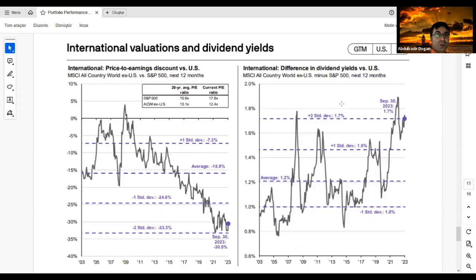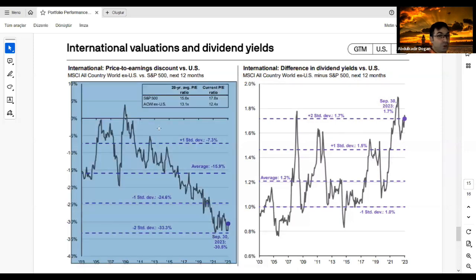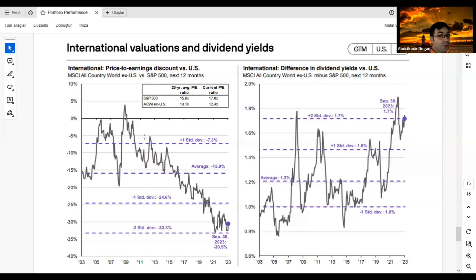An international valuation and dividend yield here, MSCI all country indexes excluding the United States. If we take a look at approximately 20 years, the price earning ratio is really decreasing for the MSCI World Index, meaning that in the last 20 years, the performance indicator is not good, especially all around the world if we exclude the United States and look at the price earning ratio.